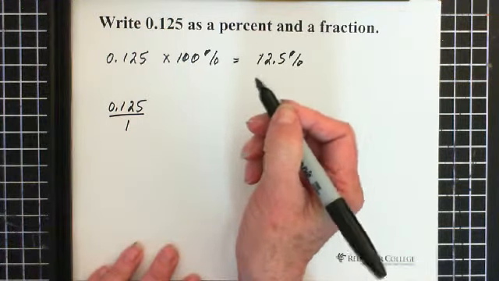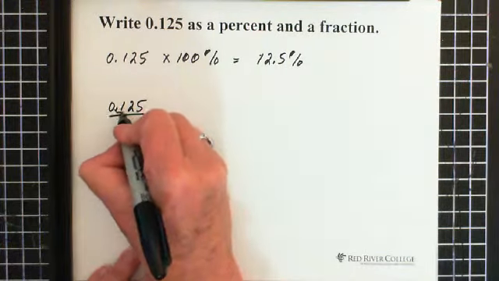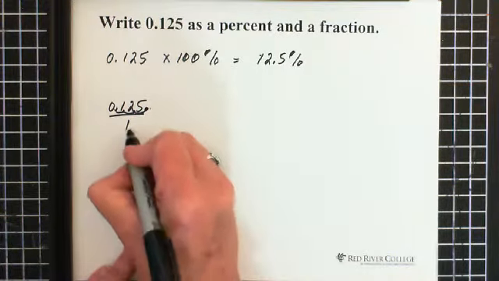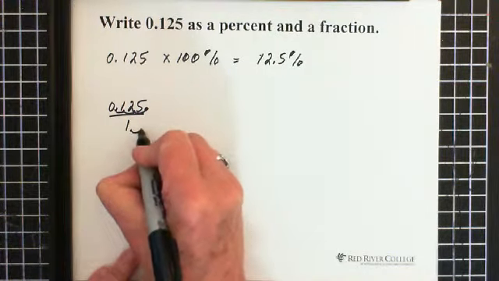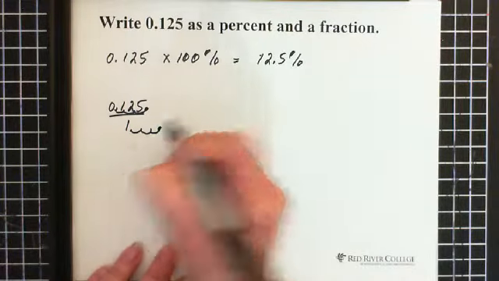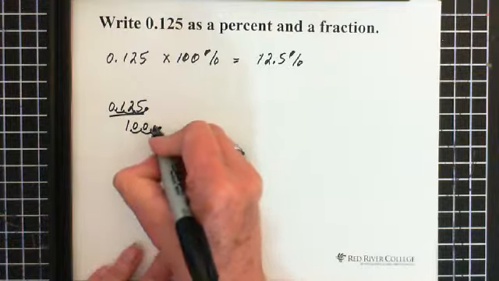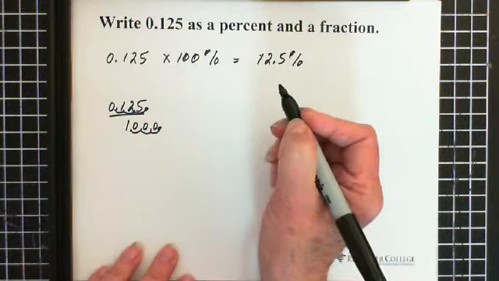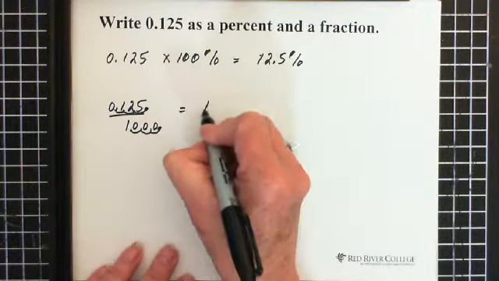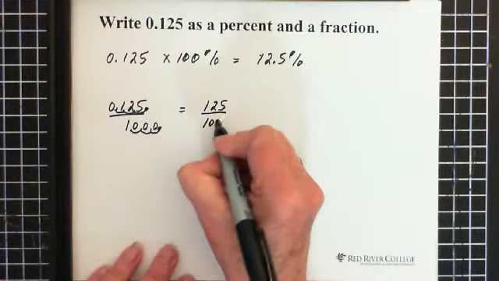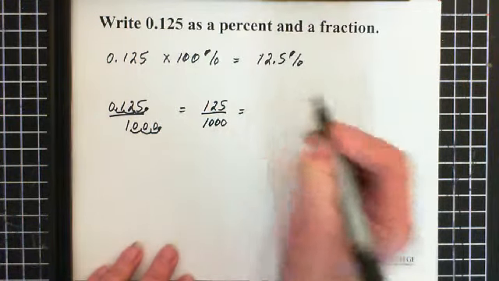We move the decimal on the top 3 places, 1, 2, 3, and we move the decimal in the denominator 1, 2, 3 places. And we put zeros in those 3 decimal places. So we end up with 125 divided by 1,000. Now we start reducing.